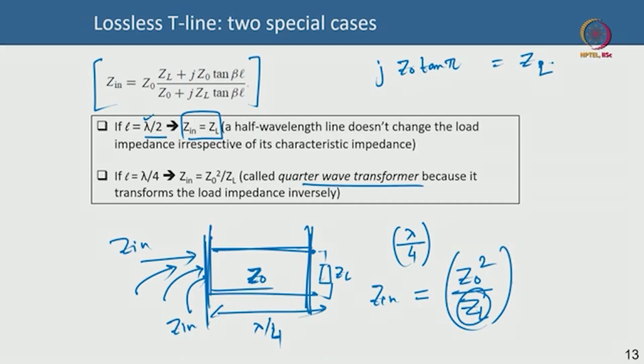That is why this segment of transmission line, which is lambda by 4, is called a quarter wave transformer. This is a very important and interesting property of the transmission line. You can use transmission lines of certain lengths to transform the impedance. For example, a half wavelength line will not change the impedance, whereas a quarter wavelength line will transform the load impedance inversely. So the length of the transmission line is a very interesting engineering tool that you have in microwave circuit design. With that, we will conclude today's lecture.